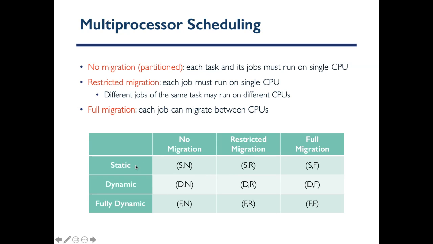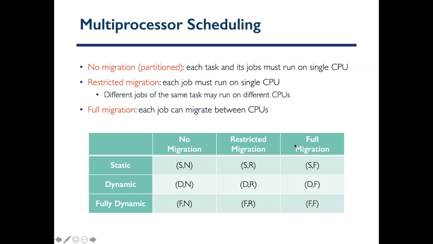So we're still going to talk about online schedulers. So we had the static scheduler, dynamic schedulers, and fully dynamic schedulers. So these ones would assign the same priority to tasks. So static priorities, these would assign fixed priorities to jobs. And these would assign dynamic priorities to jobs.